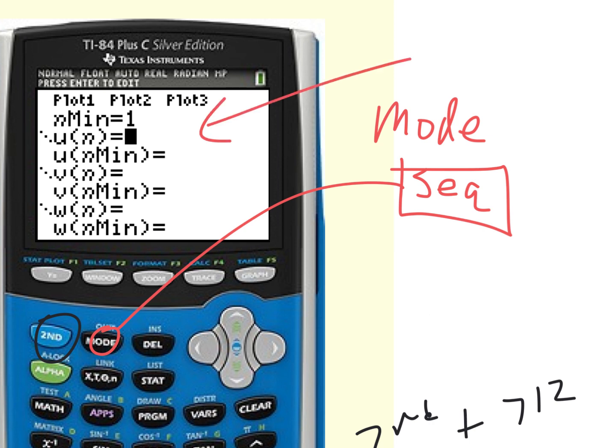So let's make sure that you put yours properly into sequence mode by quitting out of the mode menu and hitting the Y equals button, which is this one right here. See the Y equals button? It should look like what we have on the screen. I'm going to walk around and make sure that you're in the right spot.